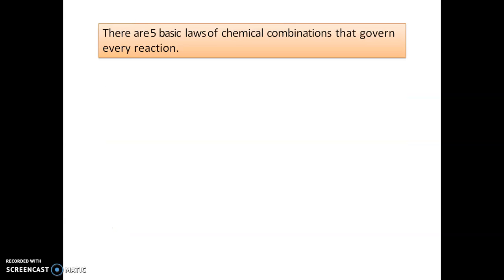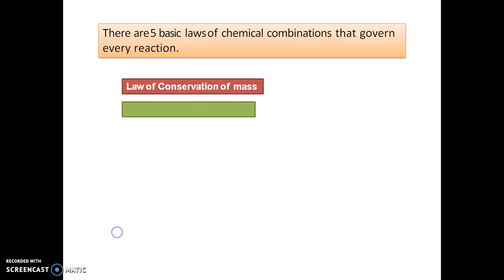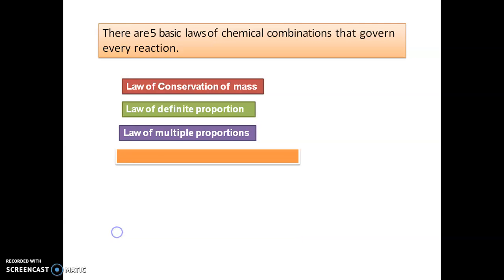There are 5 basic laws of chemical combinations that govern every reaction. First one, the law of conservation of mass. Second one is the law of definite proportion. Third one is the law of multiple proportion. Fourth one is Gay-Lussac's law of gaseous volume. And the last one is Avogadro's law. So we see them one by one.